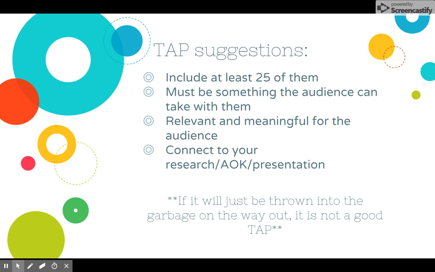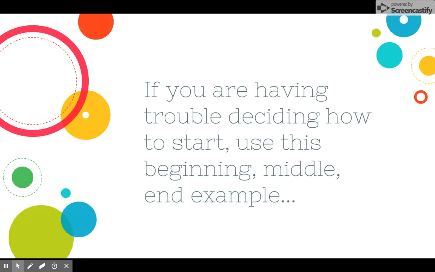Okay. It's got to be something the audience can take with them, relevant, meaningful to the audience, and connected to your project. And if you think it's just something that people will throw away when they're done, it's probably not a good idea, probably not worth including. Okay. And like I said, it's not mandatory.